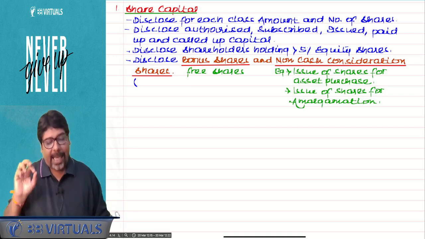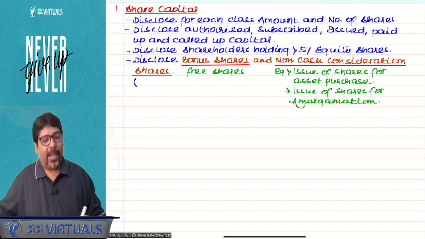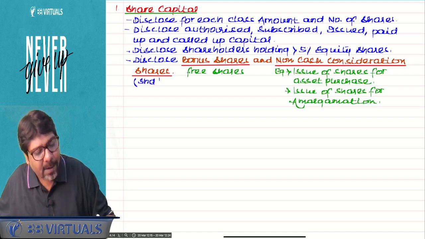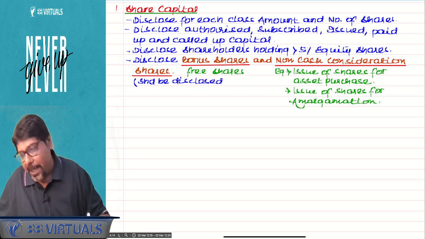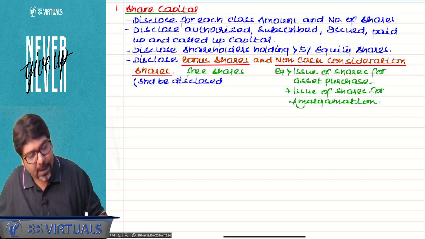So bonus shares and non-cash consideration shares should be disclosed in the balance sheet.